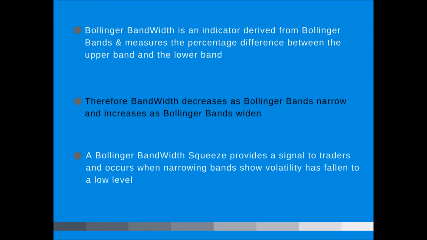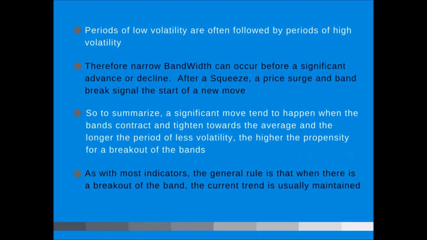Bollinger Bandwidth is an indicator derived from Bollinger Bands and measures the percentage difference between the upper band and the lower band. Therefore, bandwidth decreases as Bollinger Bands narrow and increases as Bollinger Bands widen. A Bollinger Band width squeeze provides a signal to traders and occurs when narrowing bands show volatility has fallen to a lower level. Periods of low volatility are often followed by periods of high volatility. This is very loose, I wouldn't necessarily base a trade on it, but it's worth bearing in mind.